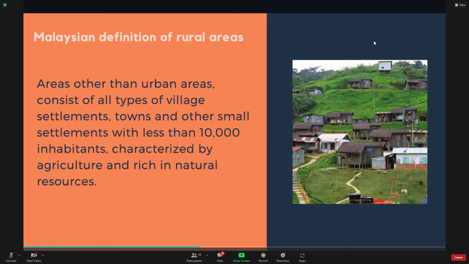And then the Malaysian definition of rural areas. Again, because we define urban areas as having 10,000 and more population, areas other than urban areas consist of all types of village settlements, towns and other small settlements with less than 10,000 inhabitants, characterized by agriculture and rich in natural resources. So these are the definitions of Malaysian rural areas.